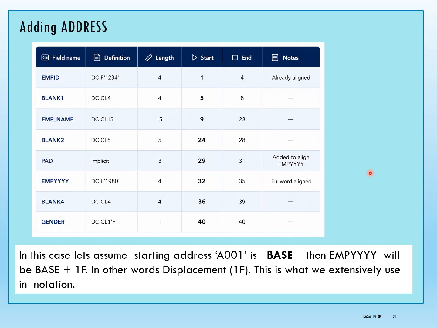So if you really look at A001, the displacement is 1F, and then similarly the last one, the displacement is starting at 27. If you look at the length, 4 plus 4 is 8, 8 plus 15 is 23, and so on, if you can add it up. So in this case, if you assume that A001 is the base, then emp YYY will be base plus 1F. In other words, displacement is 1F. This is what we are going to use in our notation.